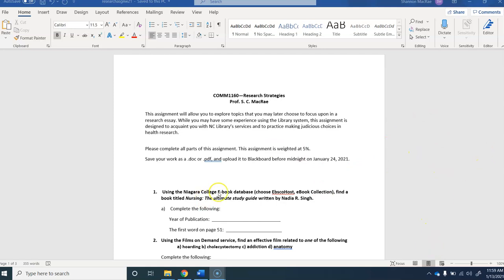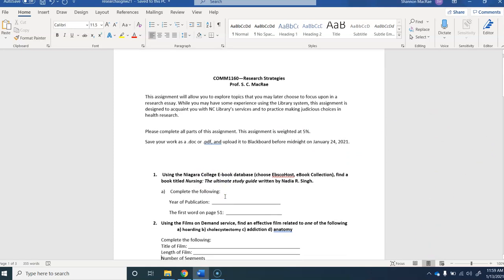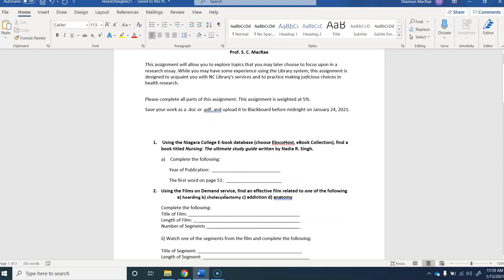So the first question, I'm asking you to find an ebook. So you're going to choose EBSCOhost and the ebook collection, and I'm asking you to find a specific book for me. I want you to find the book titled Nursing, the Ultimate Study Guide. That's written by somebody called Nadia R. Singh. When you go into the ebook searching, you can search by title, you can search by author. Okay, so a bit of a hint there. You can look up the book that way.